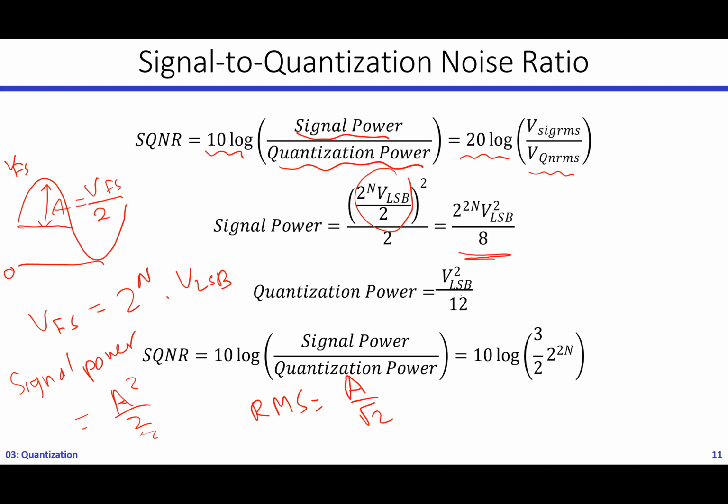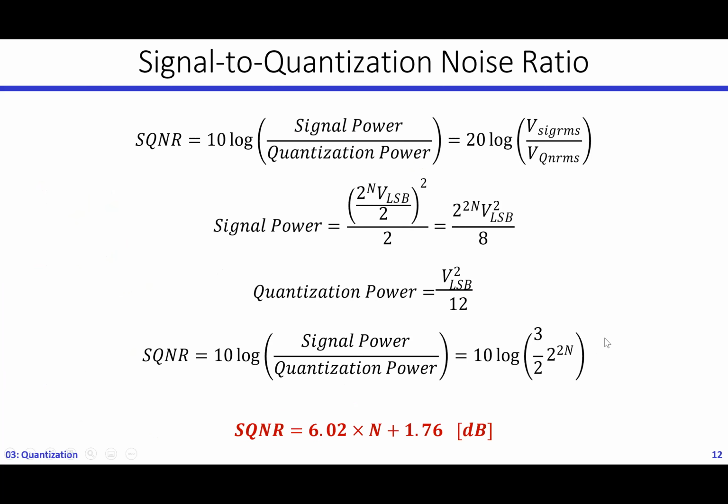The quantization noise is the RMS squared. Now you remember that the RMS was V LSB divided by the square root of 12. So I plug in these values here and you will get this relation. Now we can simplify it further, and we get to this very important relation here.